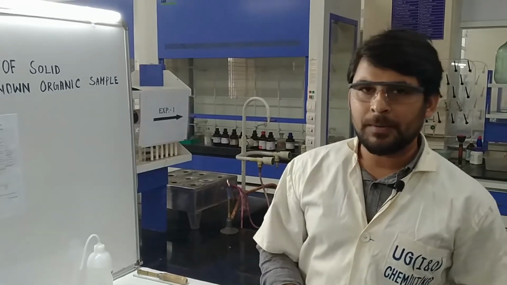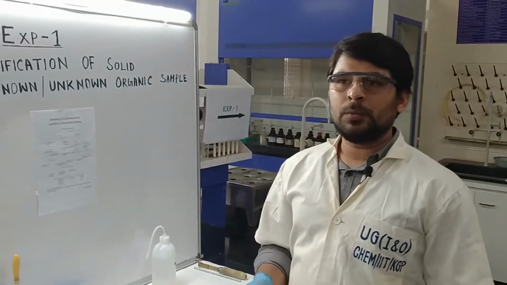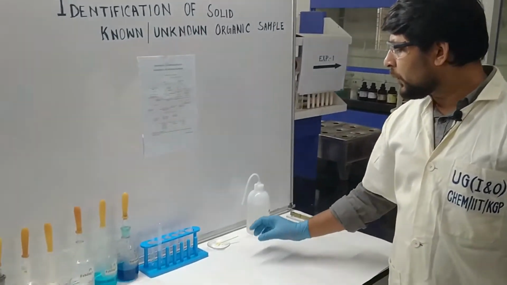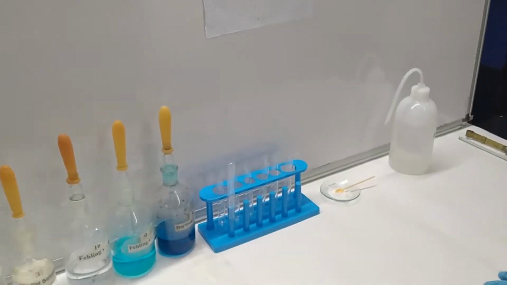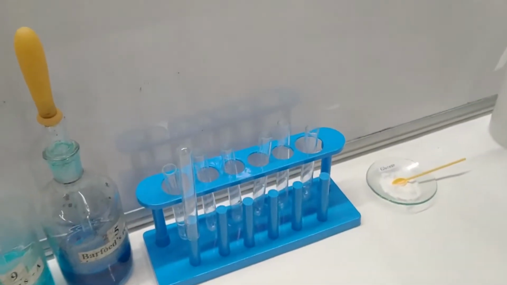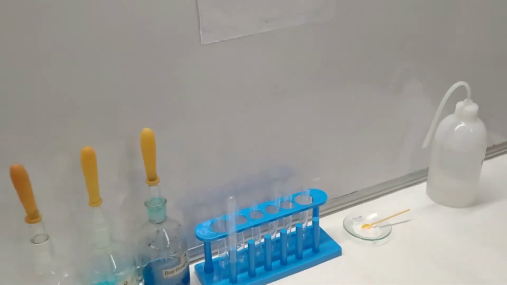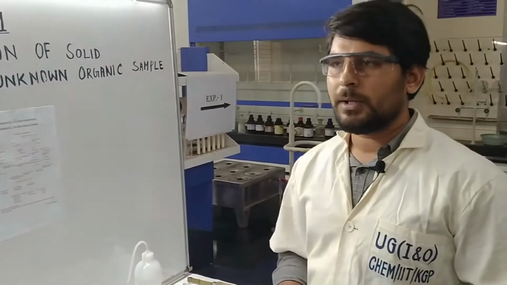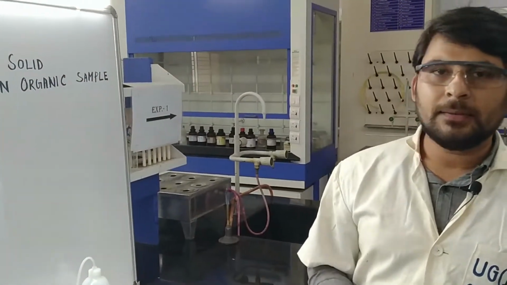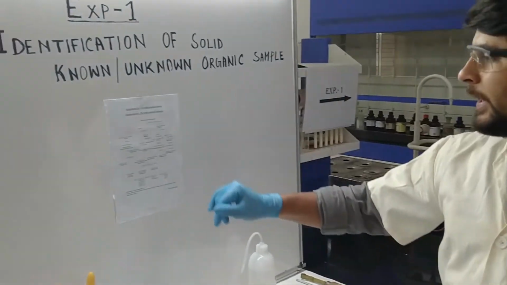So out of that, the sample today I am going to do is glucose. So I already took some solid glucose over here, and to start this one, first of all we have to perform preliminary test and then after that confirmatory test. So for preliminary test we have to follow a flow chart which I already pasted over here.